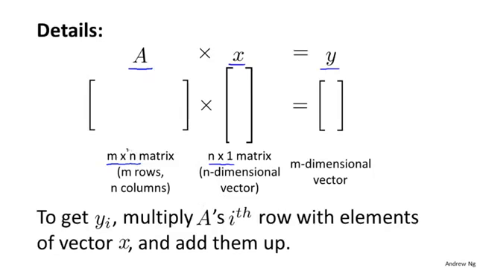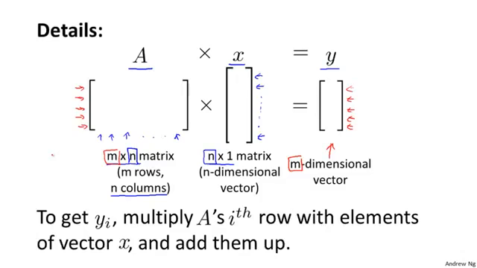It turns out this n here has to match this n here. In other words, the number of columns in this matrix, there are going to be n columns, has to match the number of rows here. It has to match the dimension of this vector. And the result of this product is going to be an m-dimensional vector y. In other words, the number of rows here, m, is going to be equal to the number of rows in this matrix A.